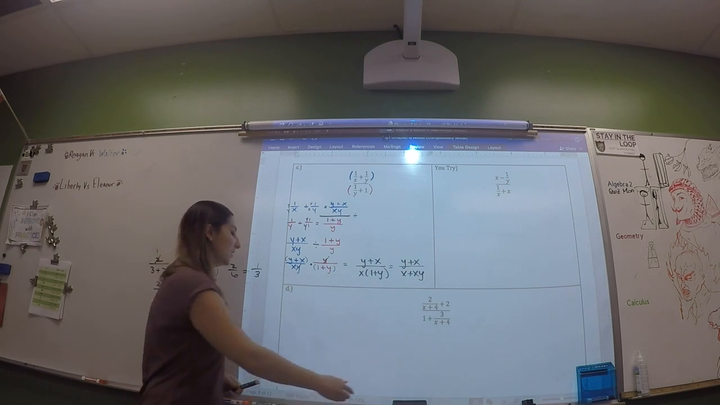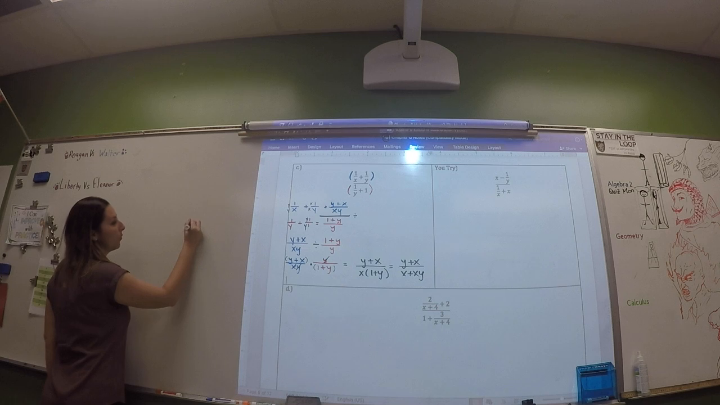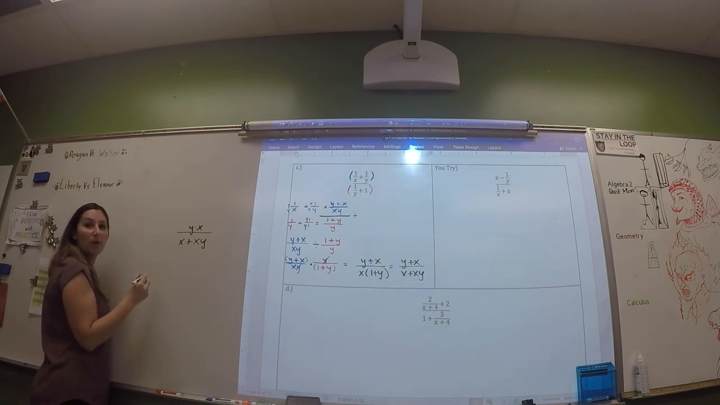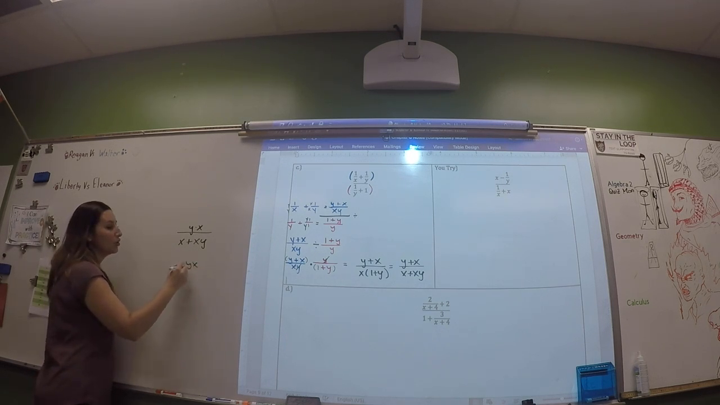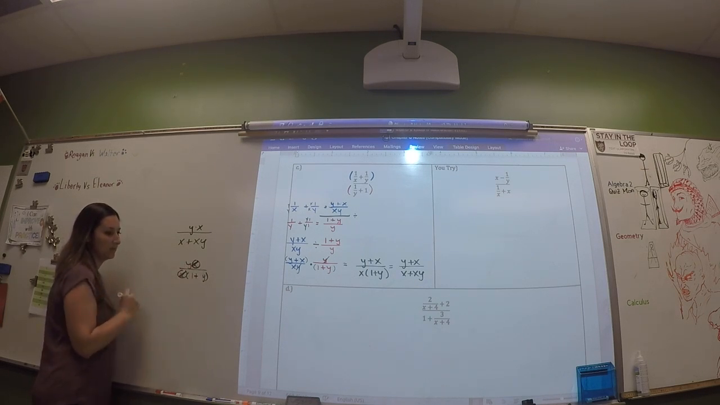So, side note, if this was y times x, pay attention. You can factor out an x out of the denominator. In this situation, since this is a factor and this is a factor, these would cancel, and you'd get y over y plus 1 plus y.